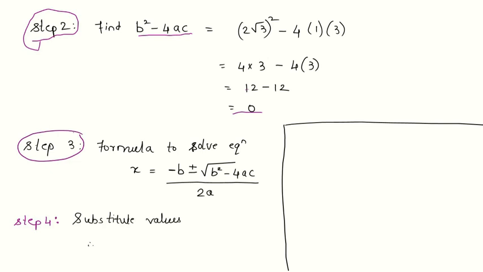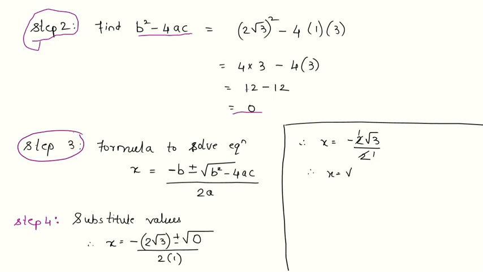Therefore, x is equal to minus b. b is 2 root 3, plus or minus square root of b square minus 4ac is 0, upon 2 into a. What is a? a is 1. 2 into 1. Therefore, we get x is equal to minus 2 root 3 plus or minus 0 will give us nothing, upon 2. Therefore, 2 ones are 2 and 2 ones are 2. Therefore, x is equal to minus root 3. Here we got the value of x.